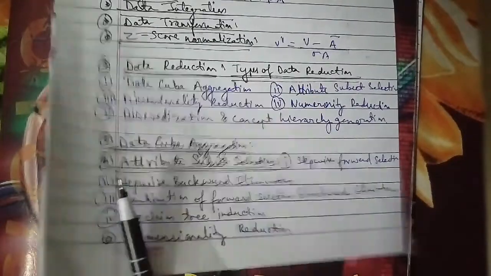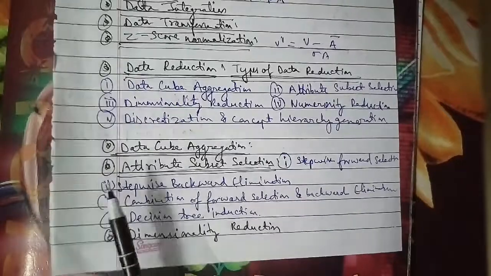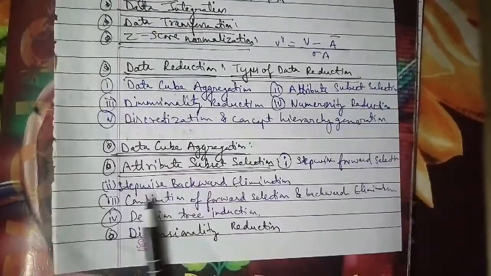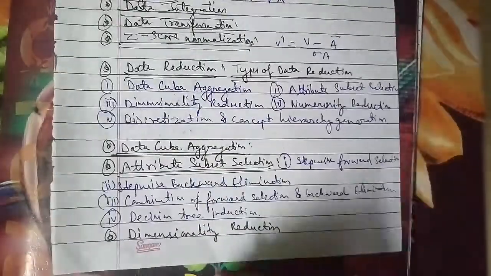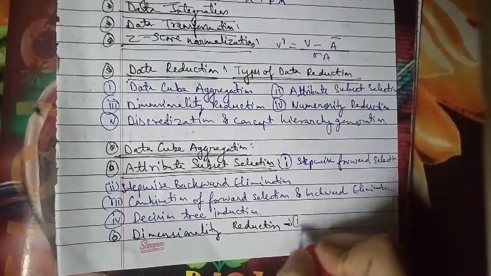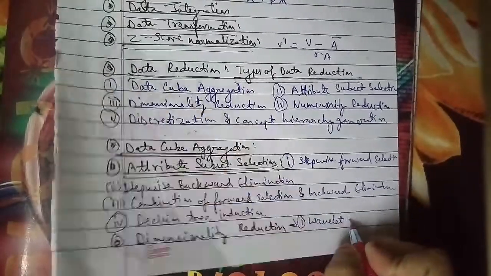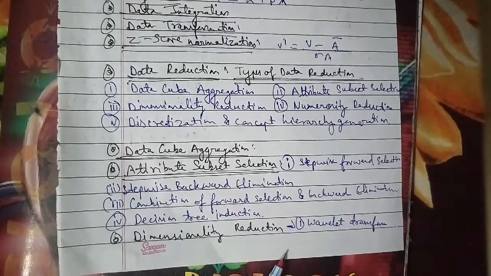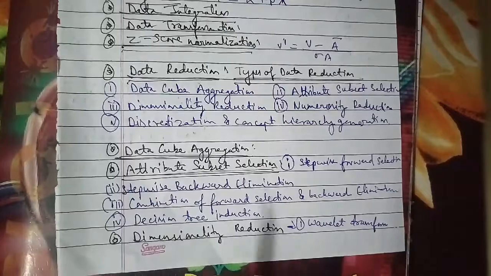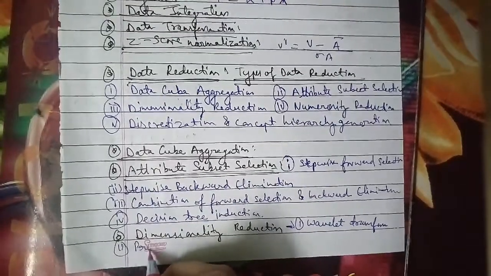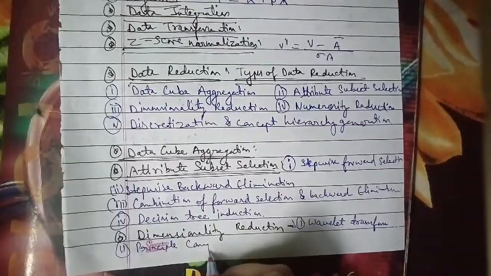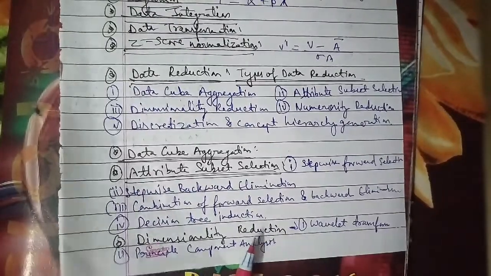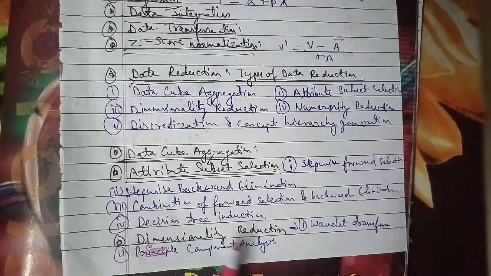If the data reconstructed is only an approximation of the original data, then the reduction is called lossy, and there are two methods of lossy reduction. The first we have is the wavelet transform, which is a linear signal processing technique, and the second is principal component analysis. In principal component analysis, it searches for the k n-dimensional orthogonal vectors that can best be used to represent the data as well.